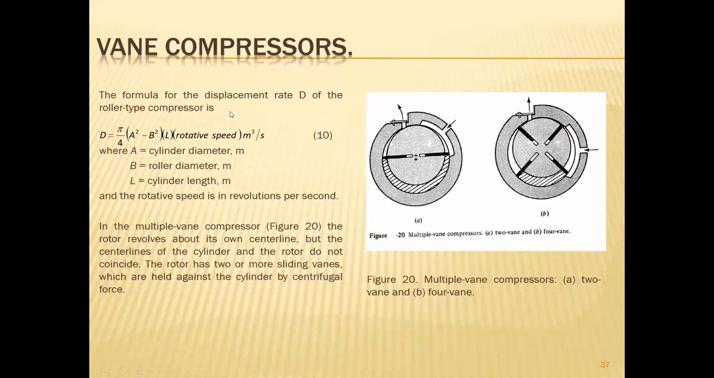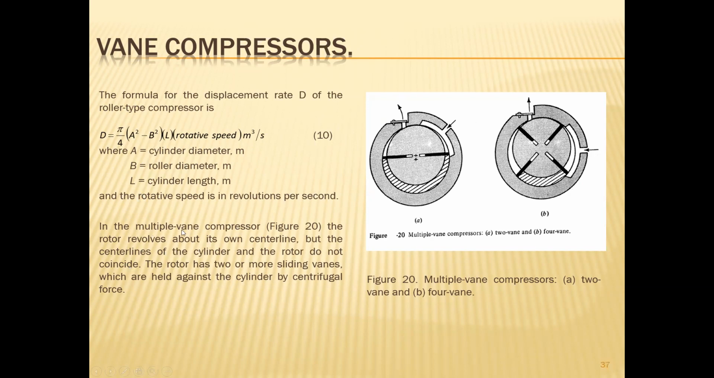So the formula for the displacement of the roller type compressor is D is equal to pi over 4 times (A squared minus B squared) times L times rotative speed in cubic meter per second. This is equation 10, where A is equal to cylinder diameter in meter, B roller diameter in meter, L is the cylinder length, and the rotative speed is in revolution per second.